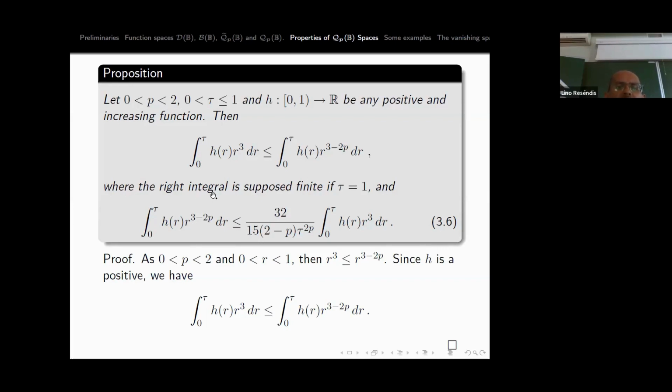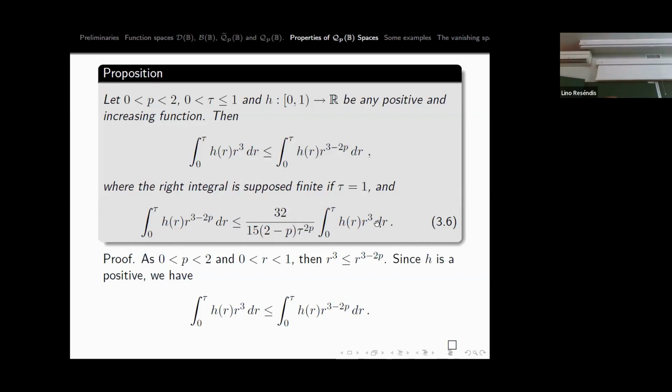However, if we suppose that the right integral is finite, even when tau is equal to 1, then we can compare it. We can compare the second integral in this form. Here, this is immediate. However, as my first comment, this estimation is not trivial, because of the singularity that we have here. However, it's possible to have this estimation.